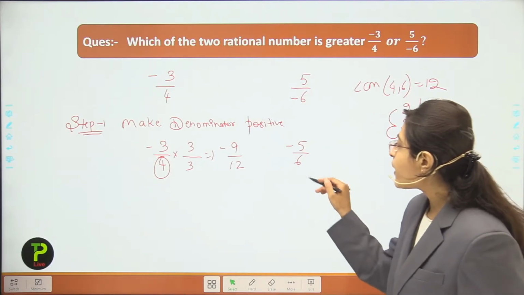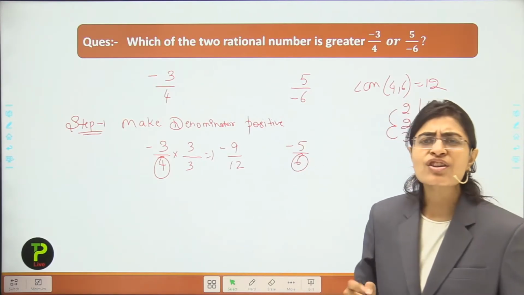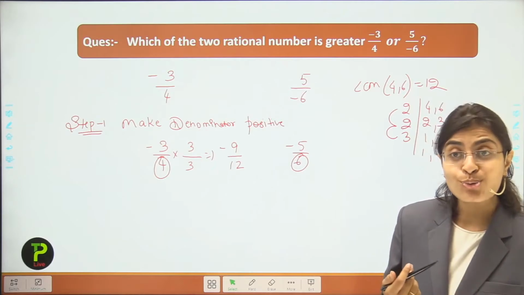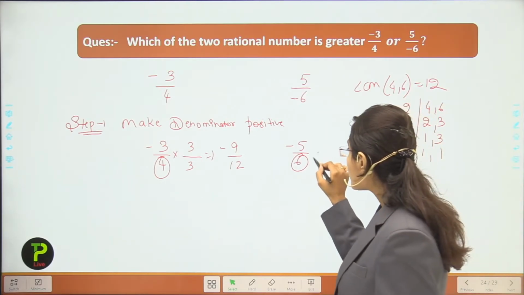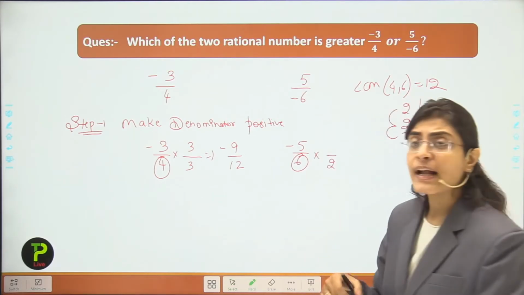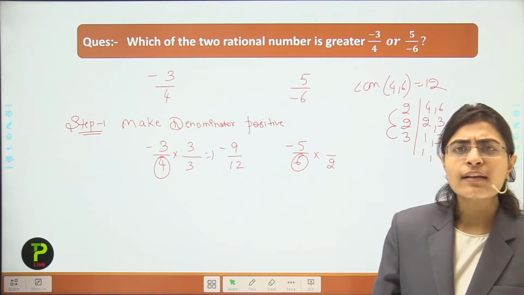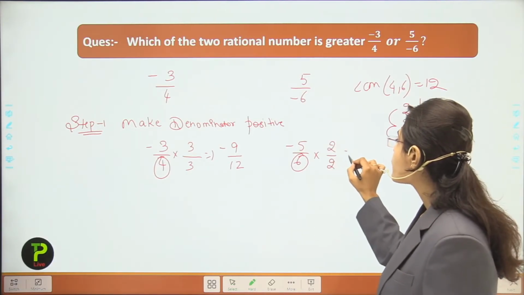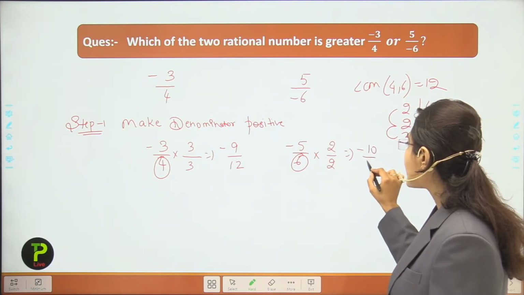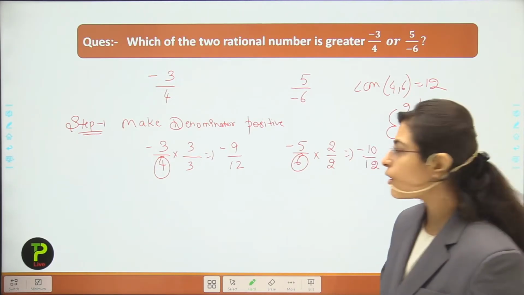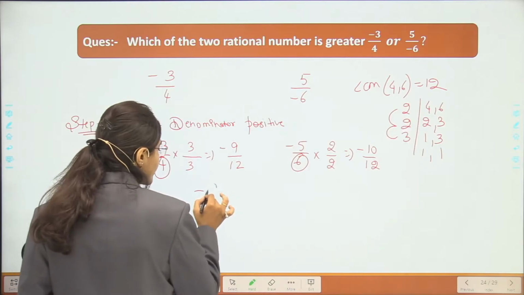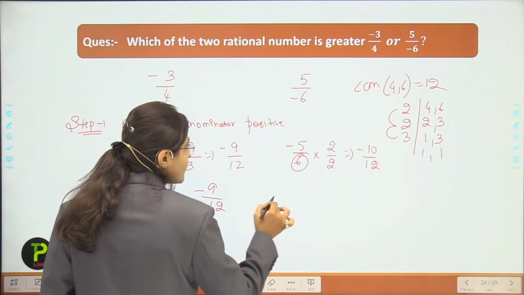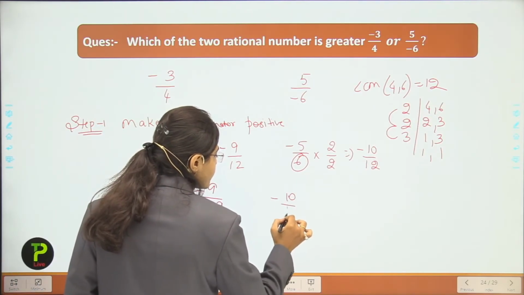Done. Now I have to make this 6 as 12. What should I multiply it with? 2. Now I have to multiply minus 5 by 2 as well, so the value of the rational number remains the same. So it will be minus 10 by 12. Let us write it over here: minus 9 by 12 and minus 10 by 12.